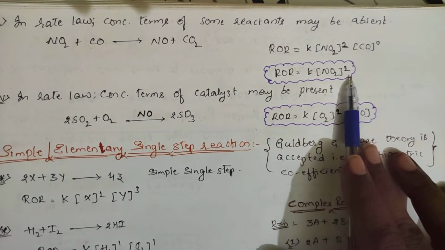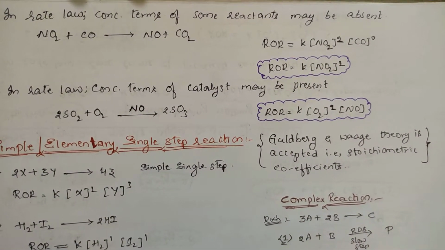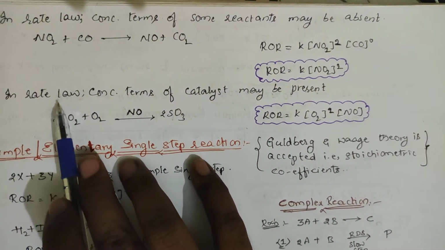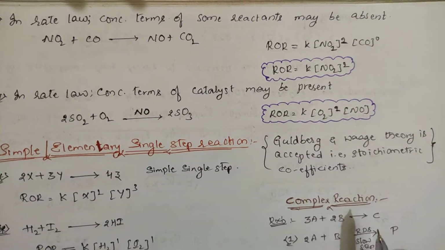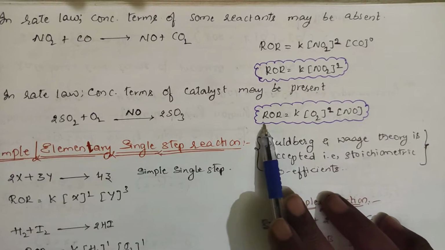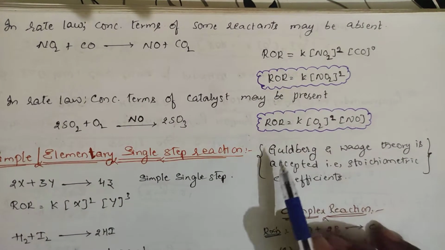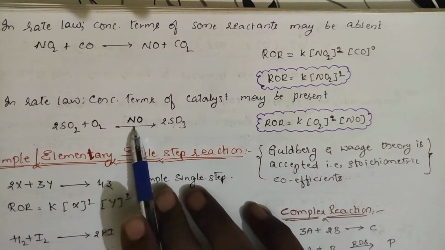So, in rate of the reaction, there is no necessity that the reactant should compulsorily be present. There may be absence of the reactant. There may be presence of the product also. See, in some rate law equations, concentration terms of catalyst also may be present. Okay. Remember this, in writing the rate law equation, rate of the reaction depends upon the concentration of the reactant, the concentration of the product, and it also depends upon the catalyst.